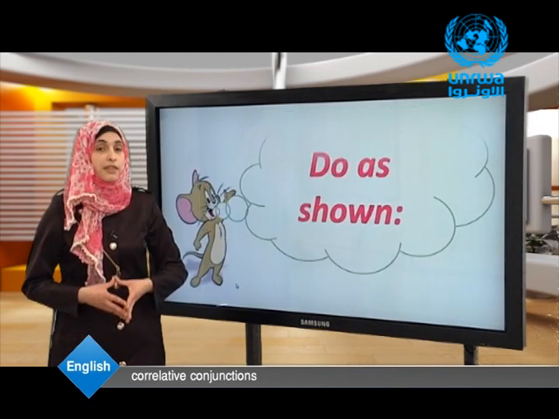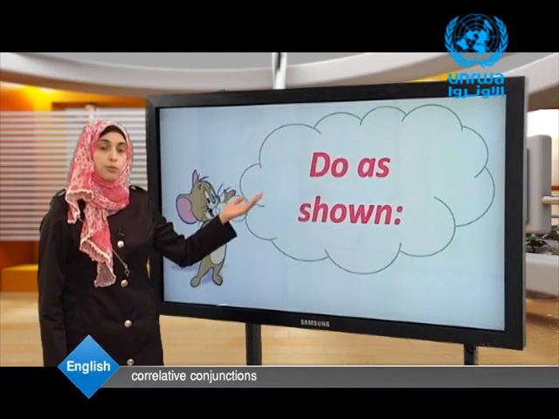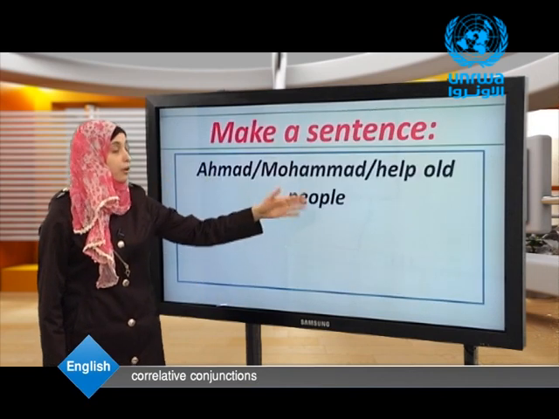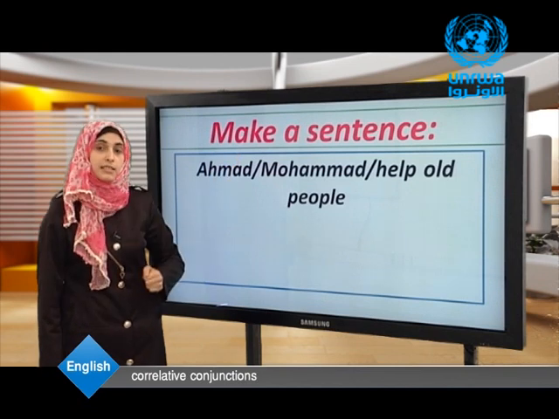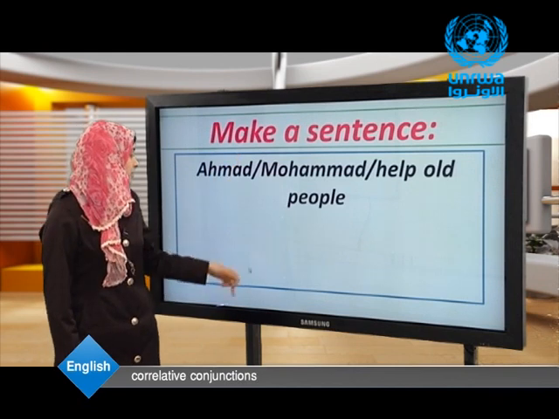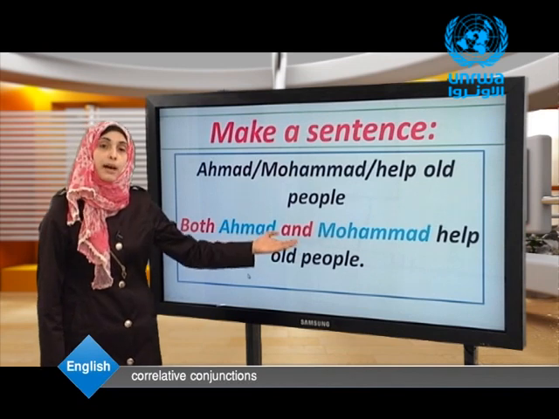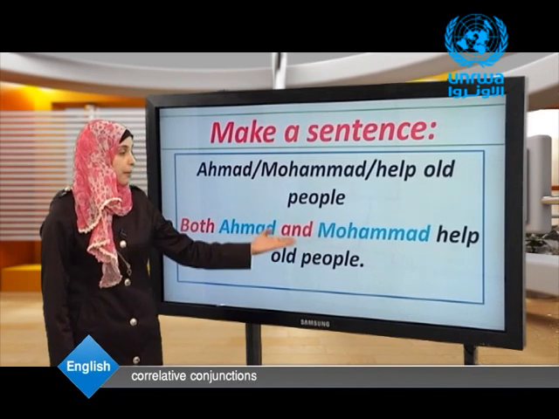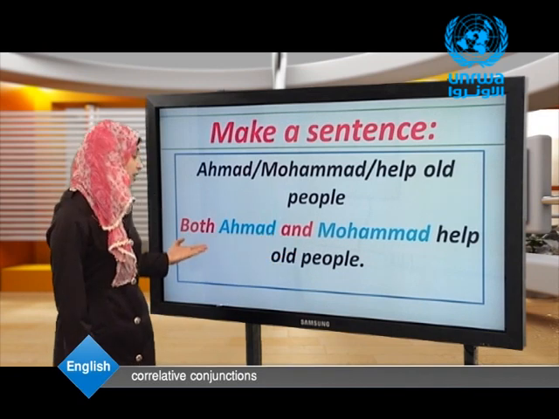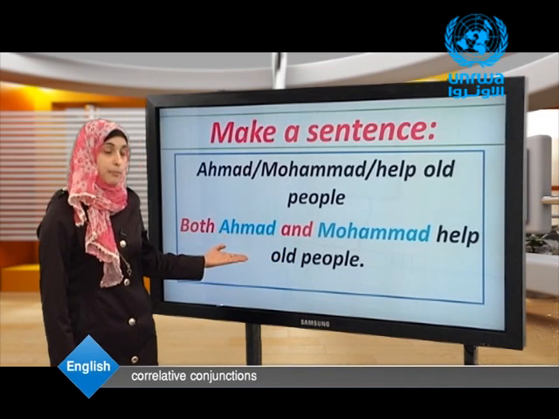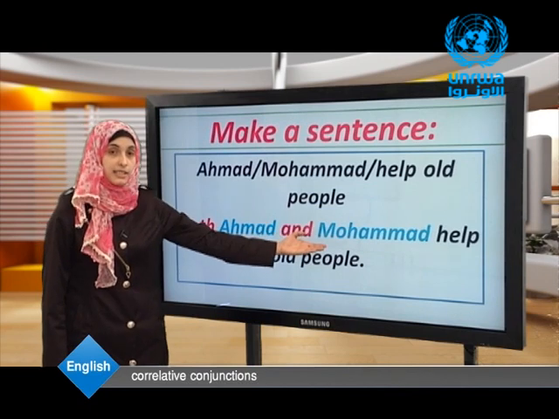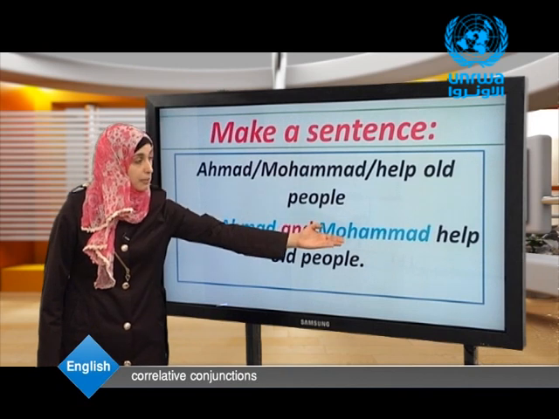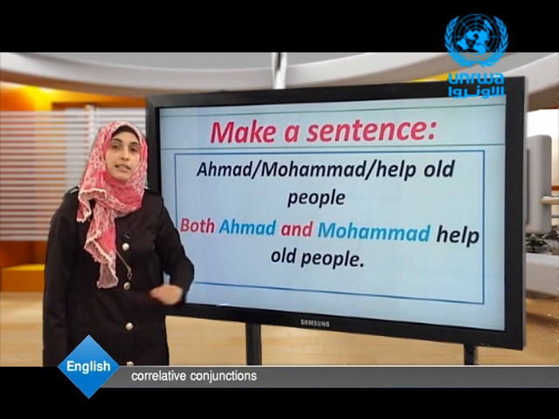Now let's have another activity. Do as shown. Ahmed, Muhammad help all people. Make a sentence. Good. Both Ahmed and Muhammad help all people. We have started with both, the first noun Ahmed, then and, the second noun Muhammad, and then the verb help, and then the complement. And help refers to Ahmed and Muhammad.